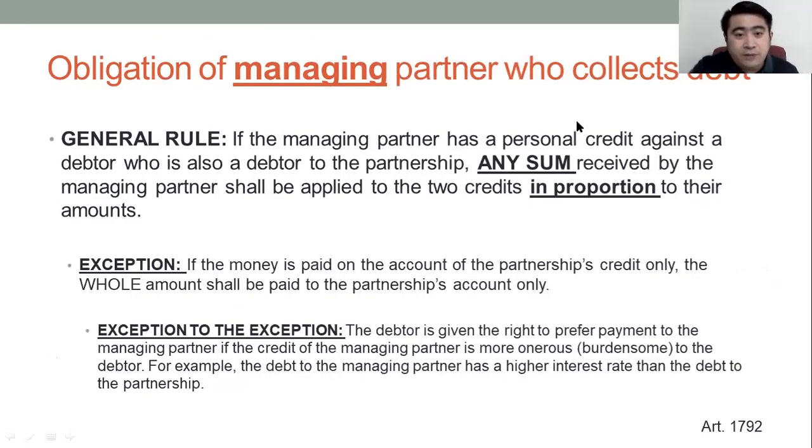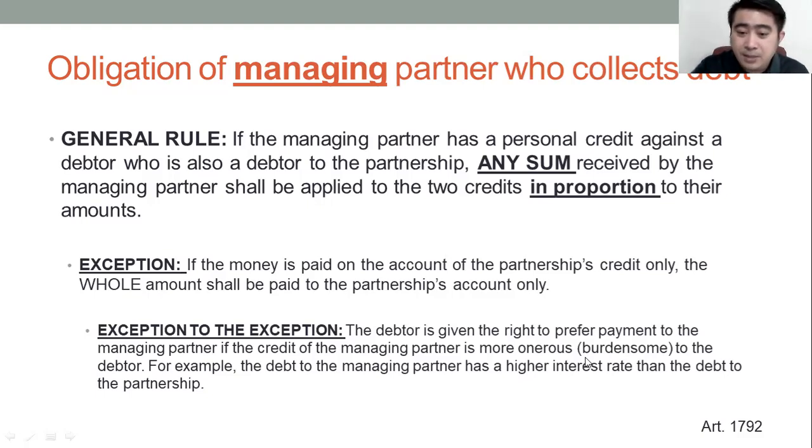What is the obligation of a managing partner who collects debt? So the general rule is, if the managing partner has a personal credit against a debtor who is also a debtor to the partnership, any sum received by the managing partner shall be applied to the two credits in proportion to their amounts. So class, na sinasabi dito, no?